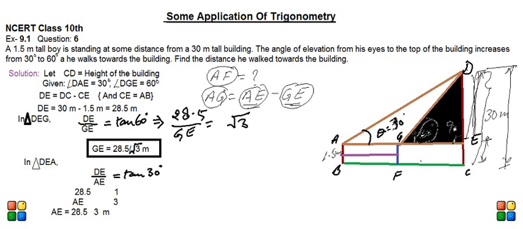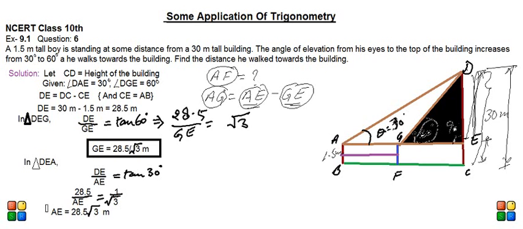So DE upon AE is equal to tan 30. If we further simplify, DE is 28.5 and AE is the unknown. So I will write 28.5 upon AE is equal to tan 30, which is 1 upon root 3. We will cross multiply and get AE is equal to 28.5 root 3. Understood? So we got these two values here.